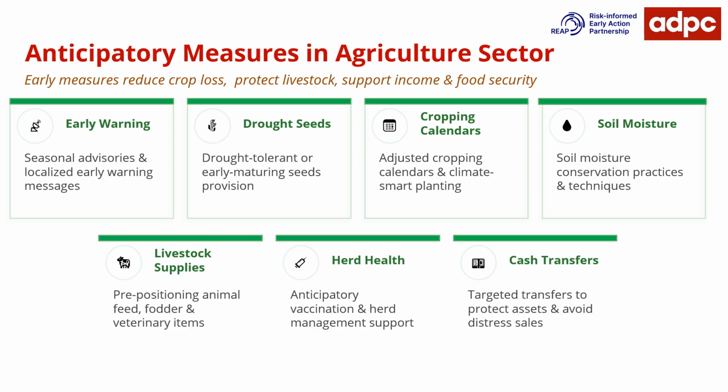As a practical example, if forecasts indicate delayed rains, agricultural extension services may advise farmers to postpone planting, switch to less water-intensive crops, or use shorter-duration seed varieties. This can reduce the risk of failed germination and protect already limited household resources.